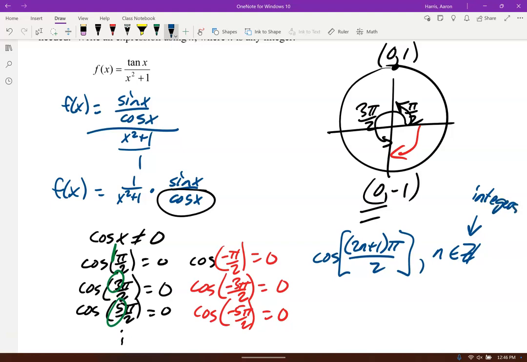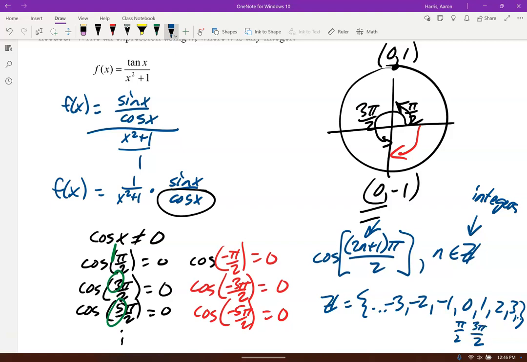n is an element of the integers. So let's plug it in. For example, if I plug 0 in, 2 times 0 is 0, 0 plus 1 is 1, so there's the 1 pi halves. If I plug 1 in, I get 2 times 1, 2 plus 1, 3 pi halves. That gives me the 3 pi halves. I plug 2 in, that'll give me the 5 pi halves, right?